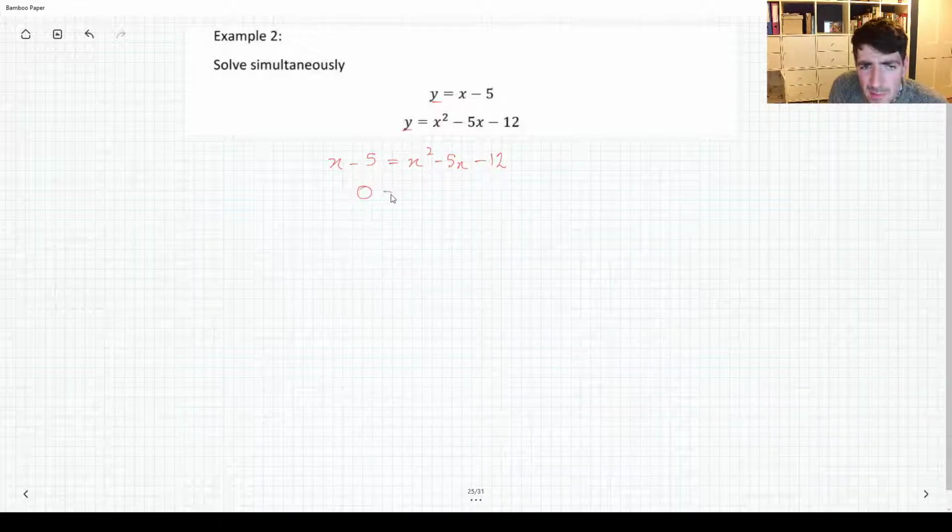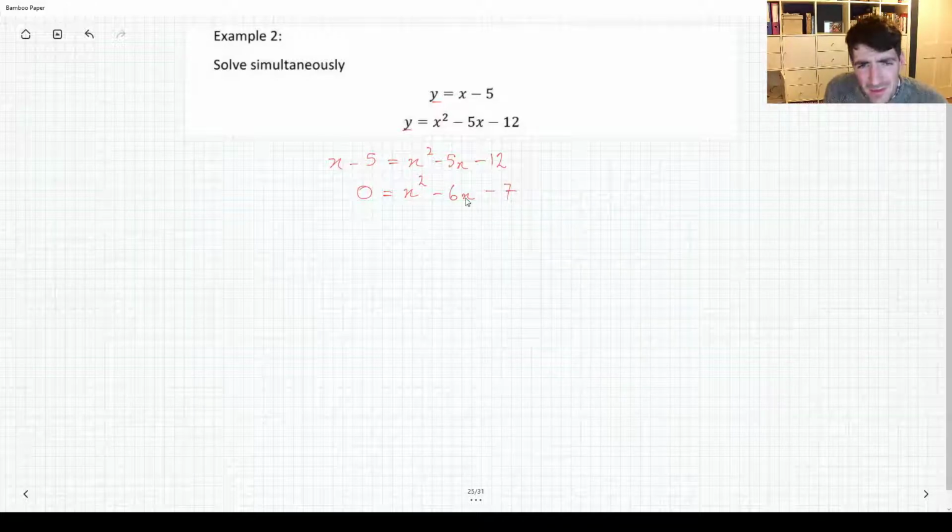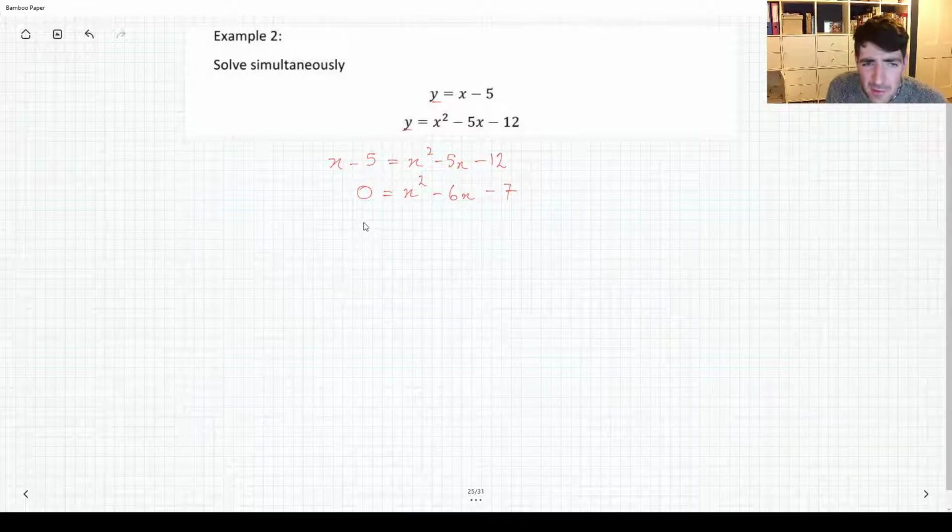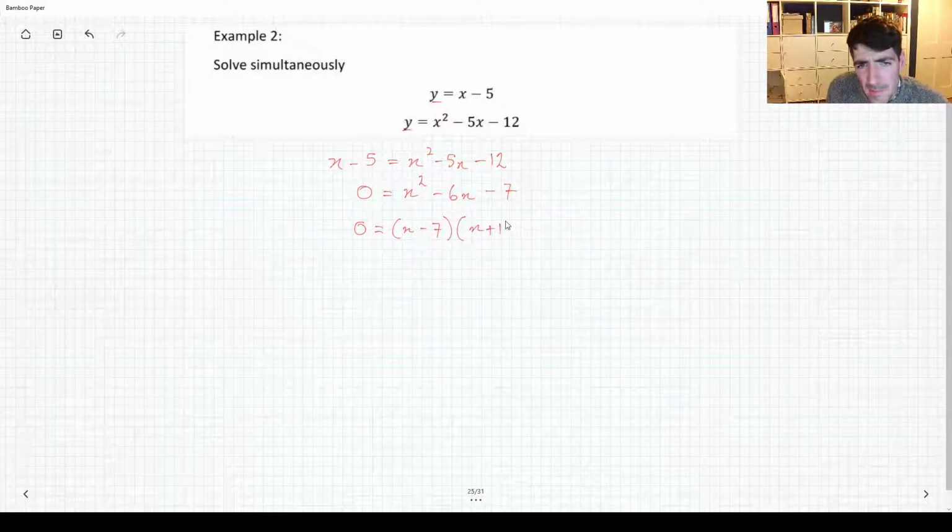So 0 equals x squared minus 6x minus 7. So I've subtracted x from both sides, and I've added 5 to both sides. And again, this one's going to factorise to (x minus 7)(x plus 1). So my solutions are x equals 7 and x equals minus 1.